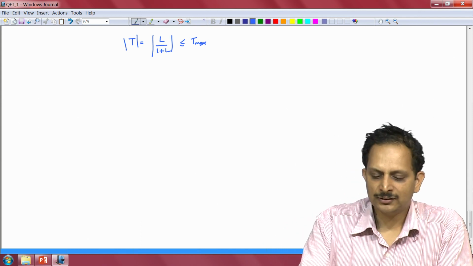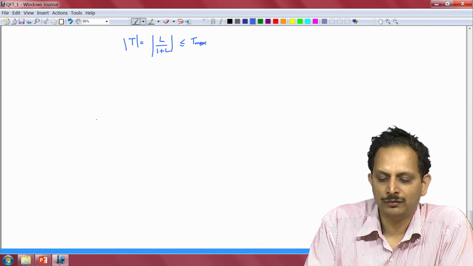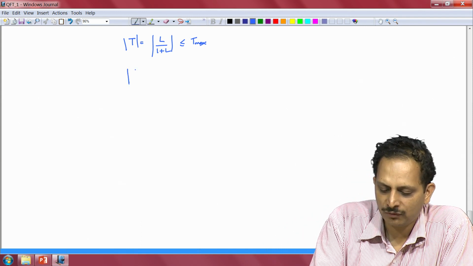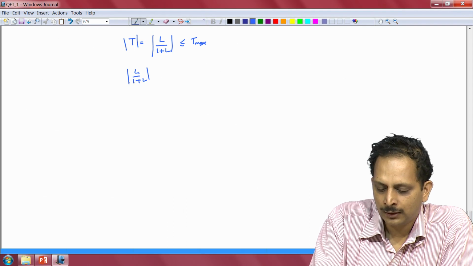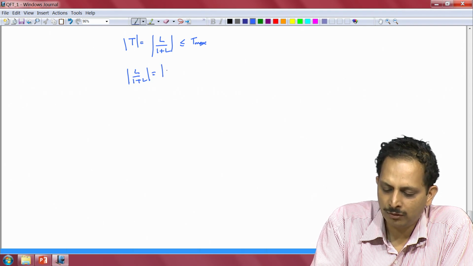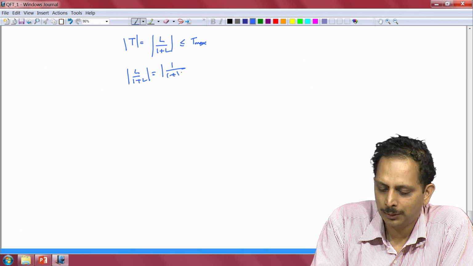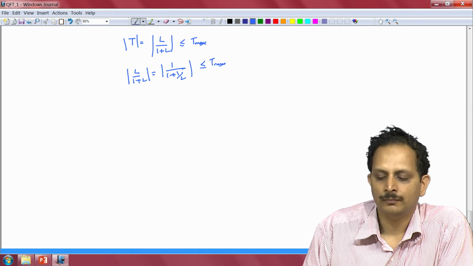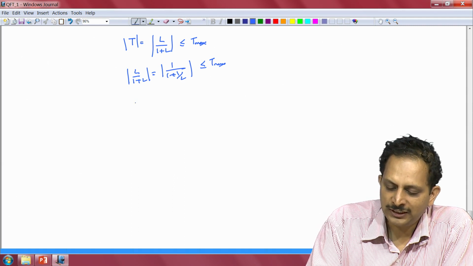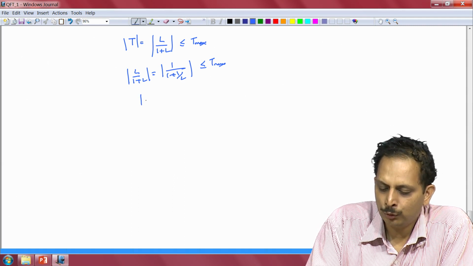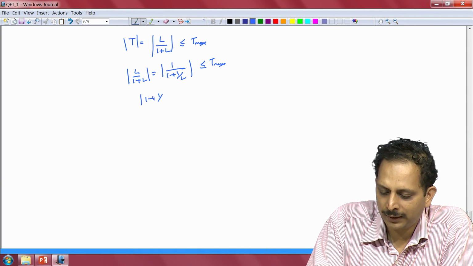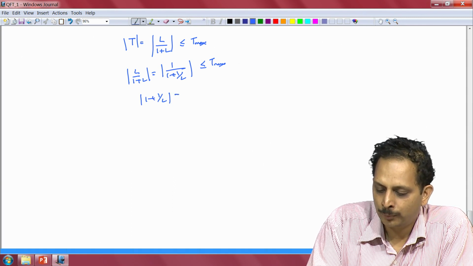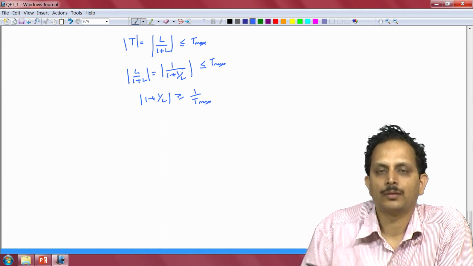To do that, let us first rearrange the left hand side of this equation as the magnitude of L by 1 plus L being equal to the magnitude of 1 by 1 plus 1 by L, and that should be less than or equal to T max. And this in turn implies that the magnitude of 1 plus 1 by L should be greater than or equal to 1 by T max.